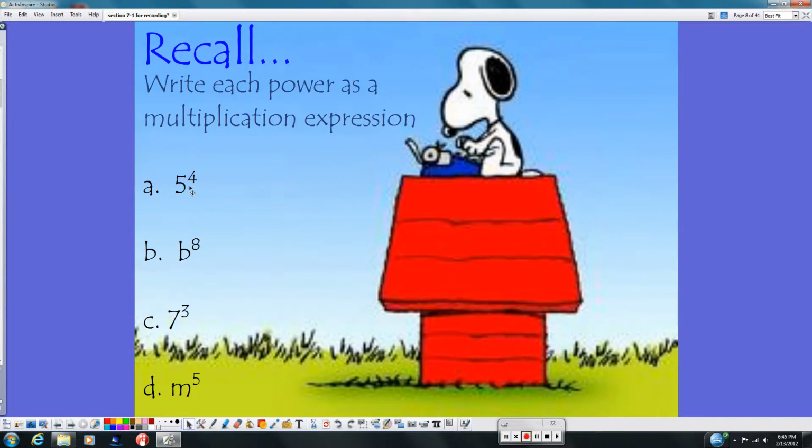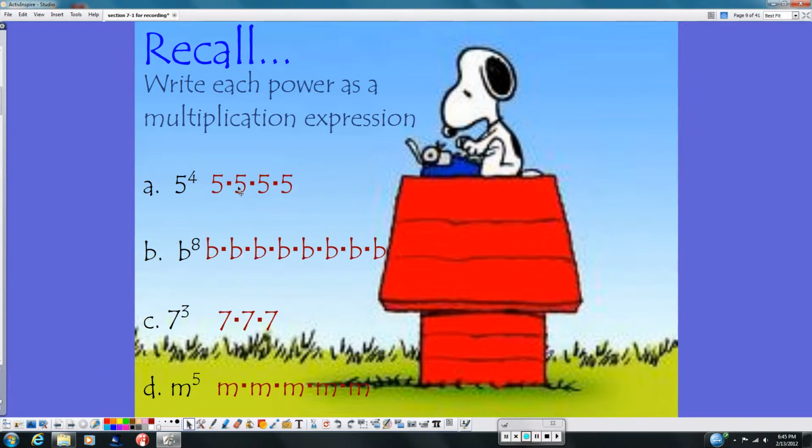Here's the expression. You need to write it out as multiplication. So for the first one, you should have written out 4 5s with multiplication signs in between, 8 b's with multiplication in between, 3 7s with multiplication signs in between, and 5 m's with multiplication signs in between.